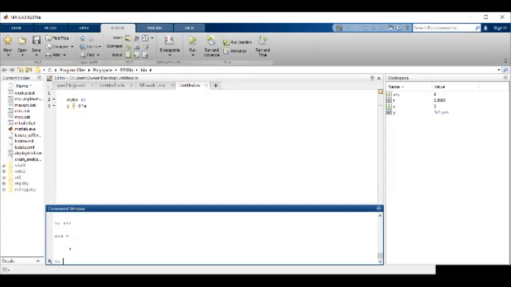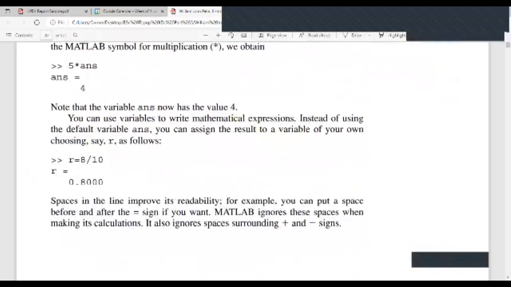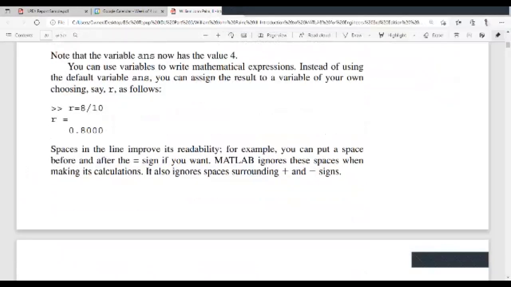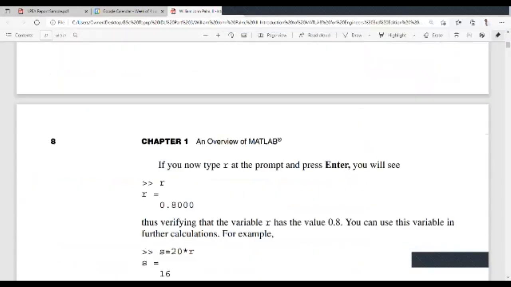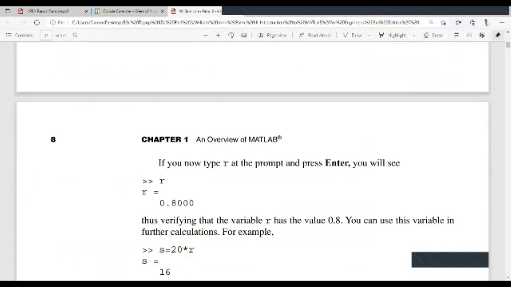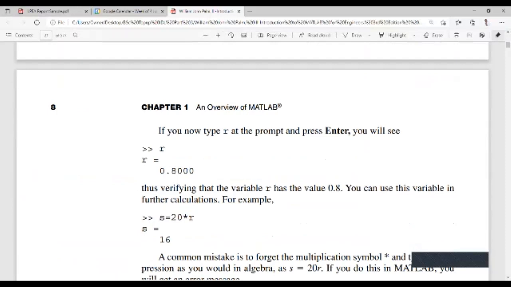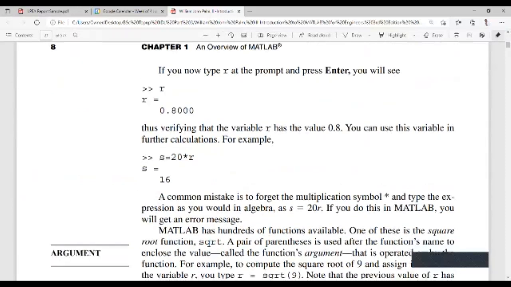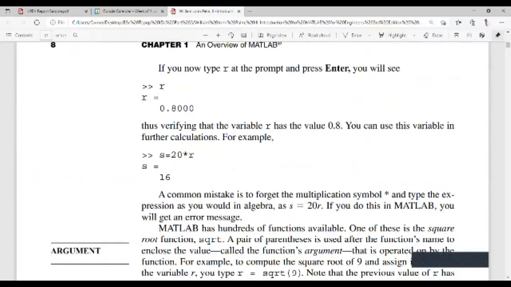So now let's go back to the slides. We have done R. Now if you type R at the prompt and press enter, you will see R. So it's just trying to let you know how you can do that. You can even say X is equal to 20 star R, because now R has a value, so you can put that value in X.